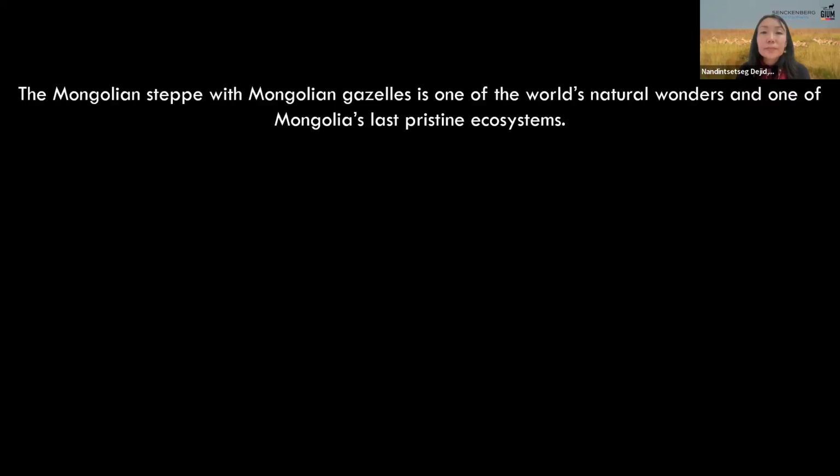So this is basically what's happening in the Gobi Desert ecosystem in Mongolia, but the Mongolian steppe ecosystem is also unique in terms of intactness and least fragmented landscape.